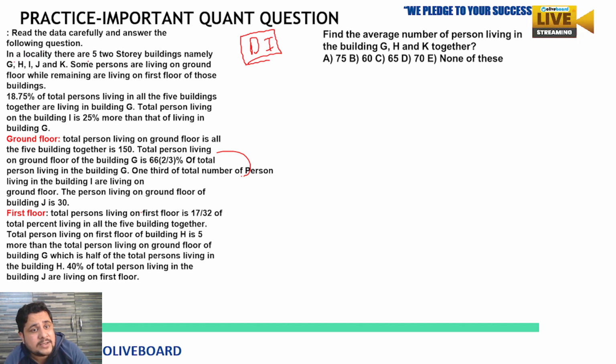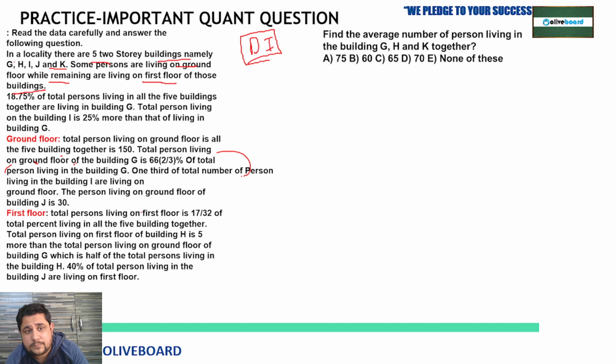In a locality there are five two-storey buildings, namely G, H, I, J and K. Some persons are living on the ground floor while the remaining are living on the first floor of those buildings. So it is kind of a puzzle type question, and you can see similar questions in your reasoning, where floor based puzzle questions are given. So it is quite related to that.